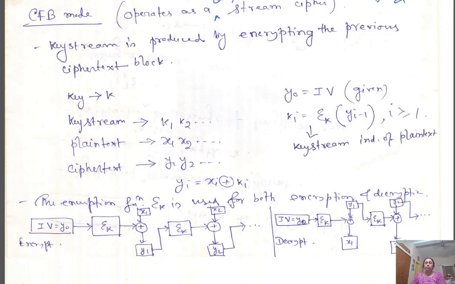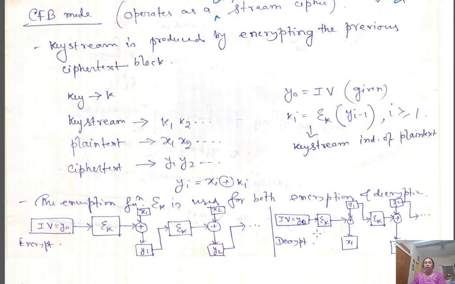So this is depicted pictorially here. Y0 is your initial IV. You pass it through the encryption box, and the block cipher output is generated here. The ciphertext is generated here. That ciphertext is essentially your key stream, the next key stream K1 is XORed with X1, and you produce Y1. Y1 again you encrypt, XOR with X2, you get Y2, like that.